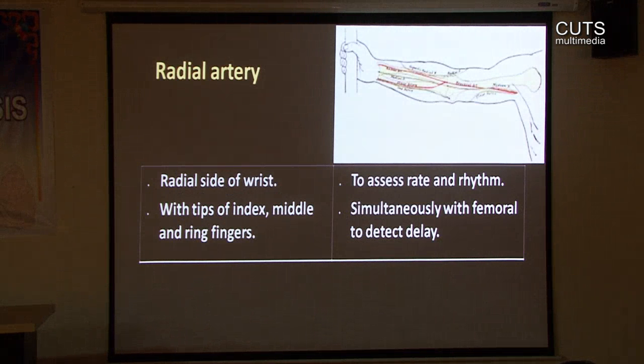Now, we talk of the radial pulse. Radial pulse, all of you know. So, it is at the side of the wrist. It assesses the rate and rhythm. Simultaneously, sometimes we study the radial as well as femoral pulse to detect the delay at the stage of this femoral.